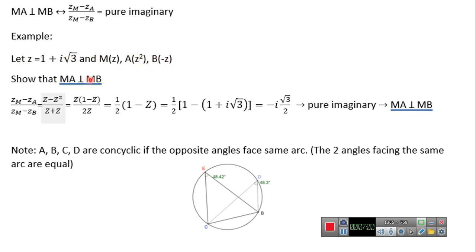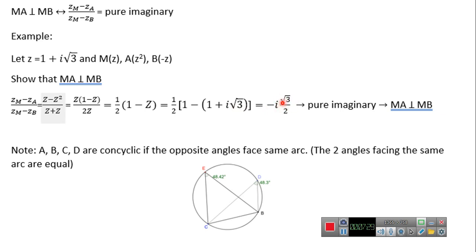Z equals 1 plus i radical 3, and M has affix z, A has affix z square, and B has affix minus z. Show that MA is perpendicular to MB. So this is the relative position of 3 points such that MA is perpendicular to MB. So what do I do? Zm minus Za over Zm minus Zb. Zm is z, Za is z square, over Zm is z, and Zb is minus z, plus z.